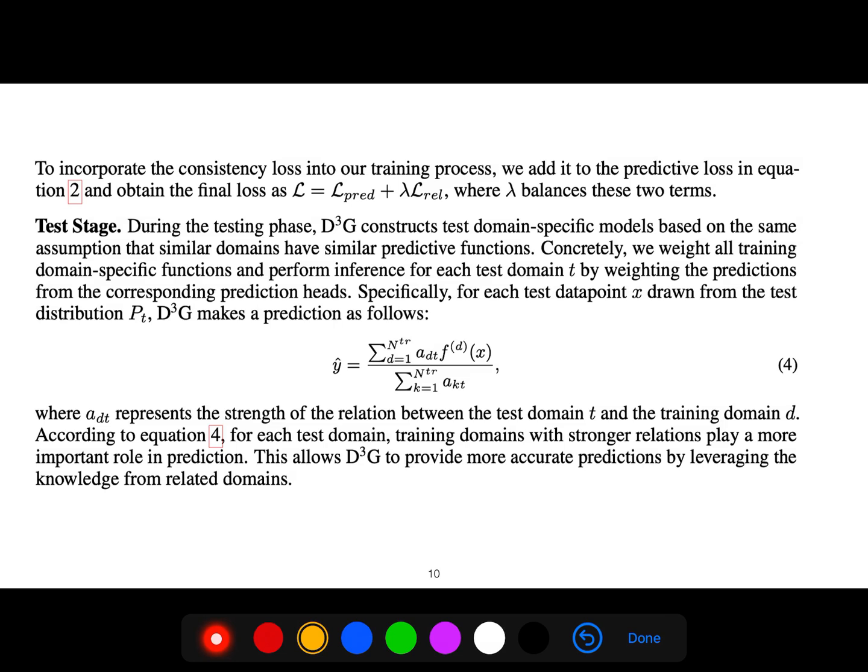During the test phase, D3G constructs test domain-specific models based on the same assumption that similar domains have similar predictive functions. Concretely, we weigh all training domain-specific functions and perform inference for each test domain by weighting the predictions from corresponding prediction heads.